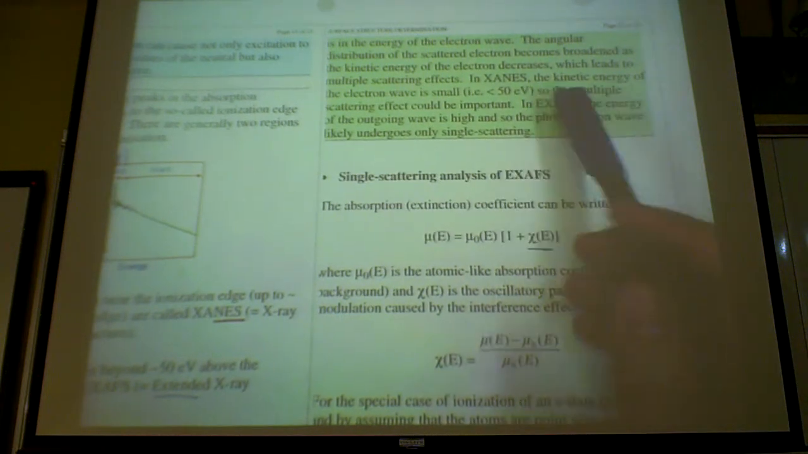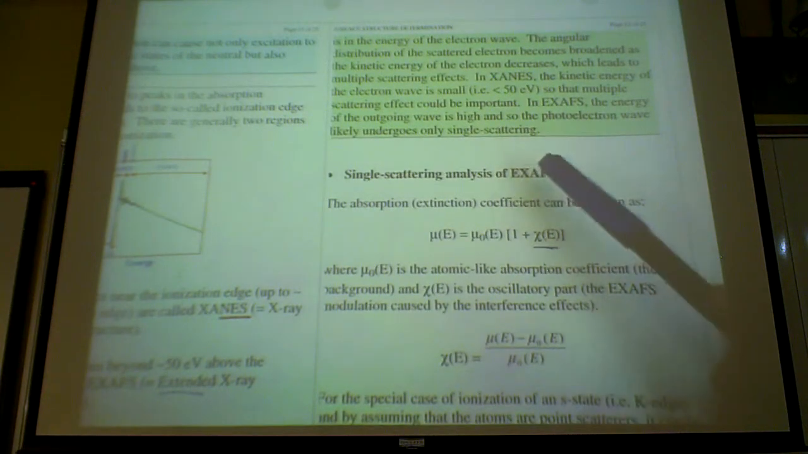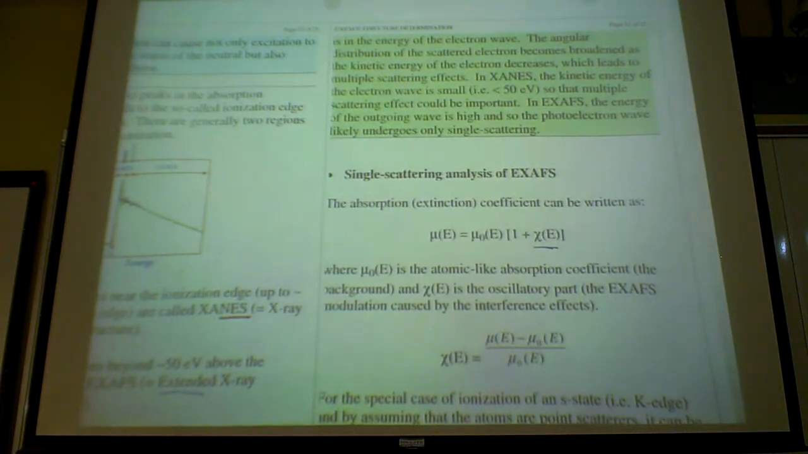Okay, so when you're doing XAFS, it's better for structural determination, because you don't have contamination from multiple scattering. Because each time it bounces, right?